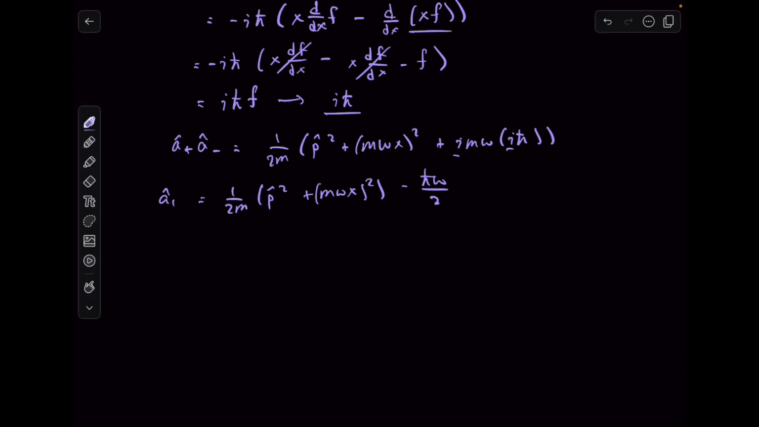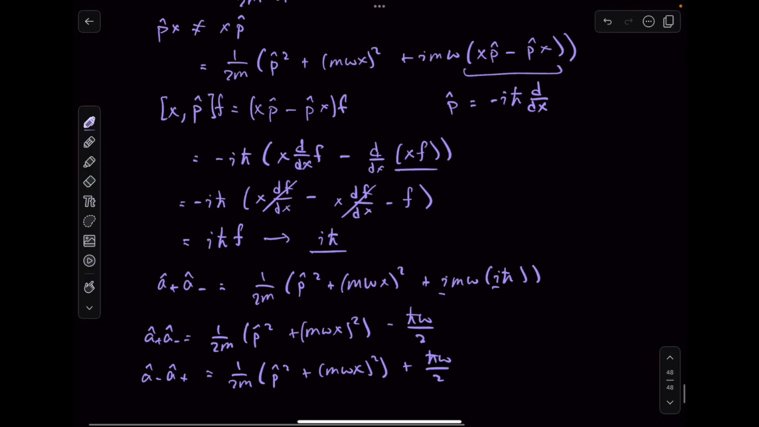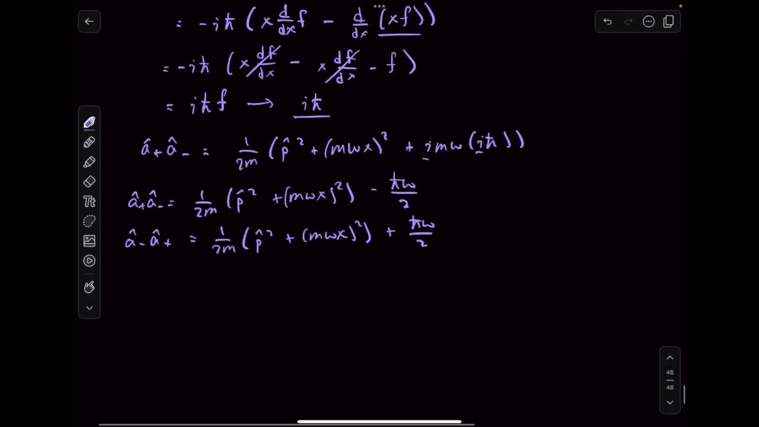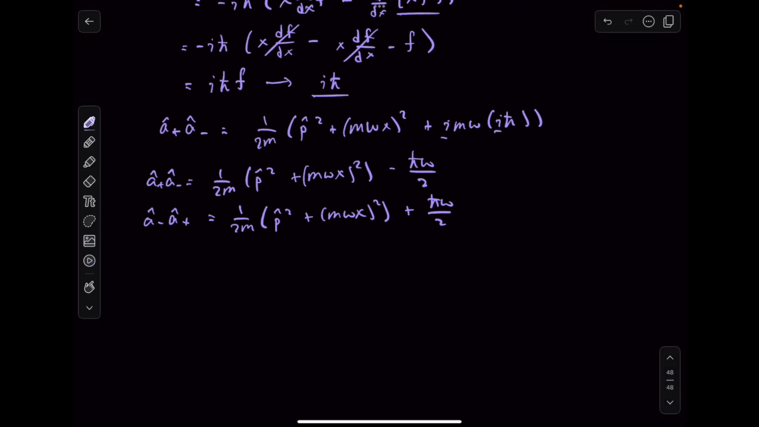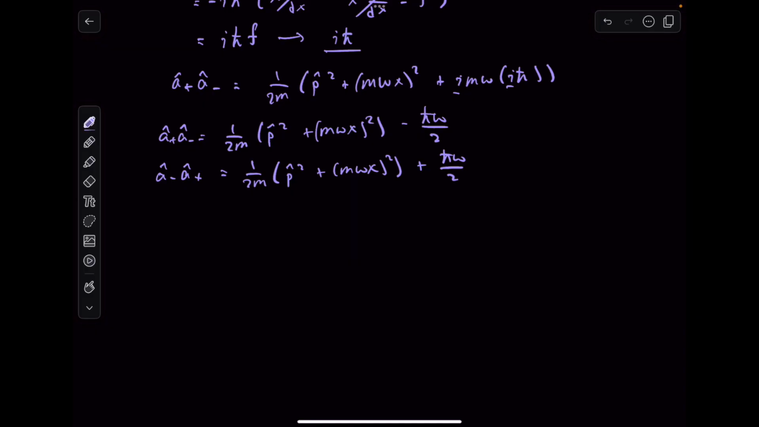And this is the raising times the lowering. So if we were to have done the lowering times the raising operator, we would have gotten a similar thing. But the only thing that would have changed is our extra term, where the sign would have been flipped. And the reason for that is because the only thing that would change is the order of this commutator, which is just multiplying it by -1. So we have plus h bar omega over 2 as opposed to minus h bar omega over 2. So now we can rewrite these terms in terms of our Hamiltonian.